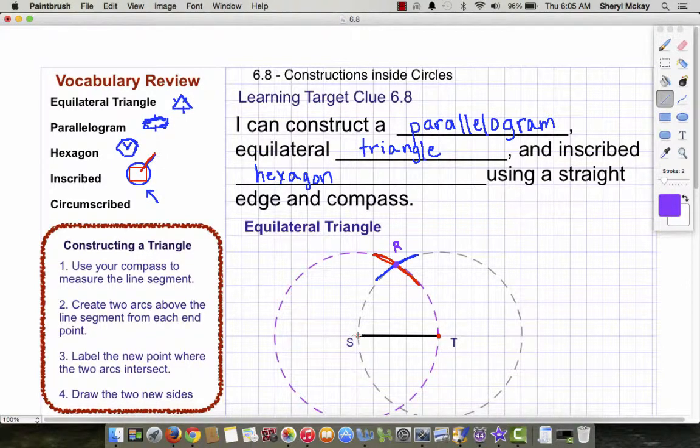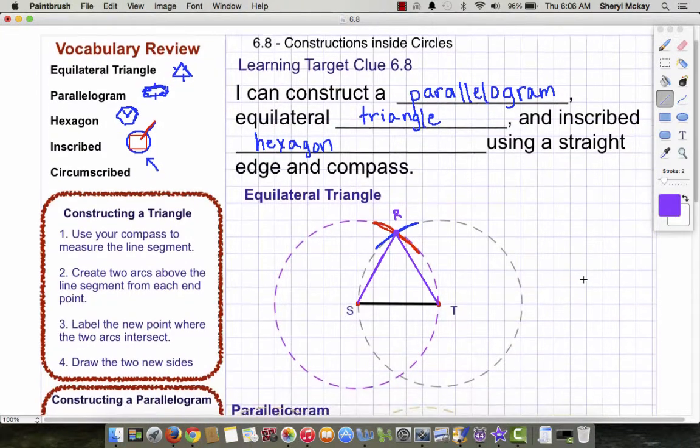And then you can, let's try this again. Connect S to R, and then connect T to R, and there we have just created our equilateral triangle.